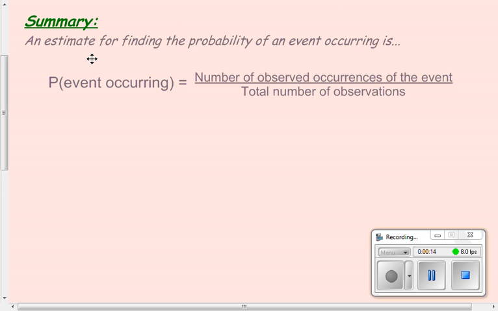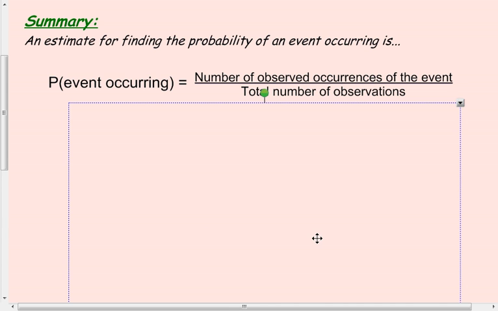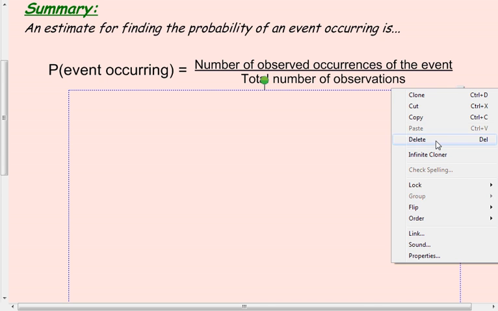In this lesson, the students perform an experiment. Through the use of the experiment, they realize that the probability of an event occurring is the number of observed occurrences of that event over the total number of observations. And the experiment they perform looks something like this.